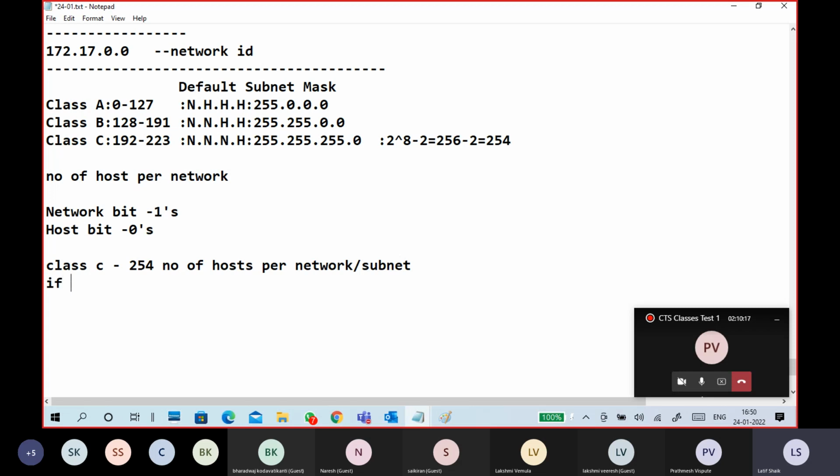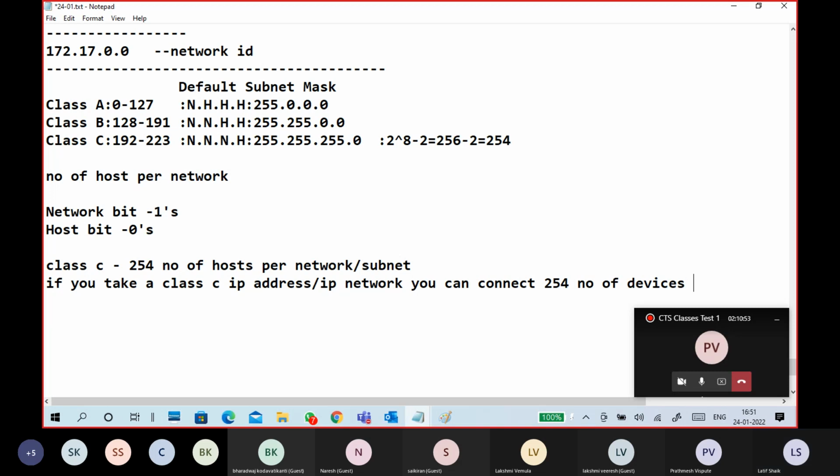It means if you take a class C IP address or IP network, you can connect 254 number of devices in a single network. So 254 devices you can connect.